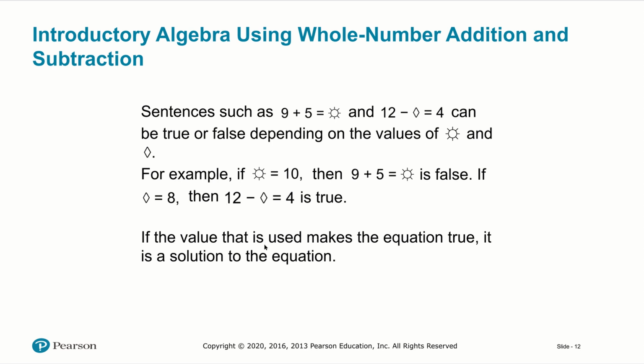If the value that is used makes the equation true, we say that it is a solution to the equation. So take the equation 12 minus diamond equals 4. The value of 8 for diamond makes the equation true. That's why we say 8 is a solution of that equation.